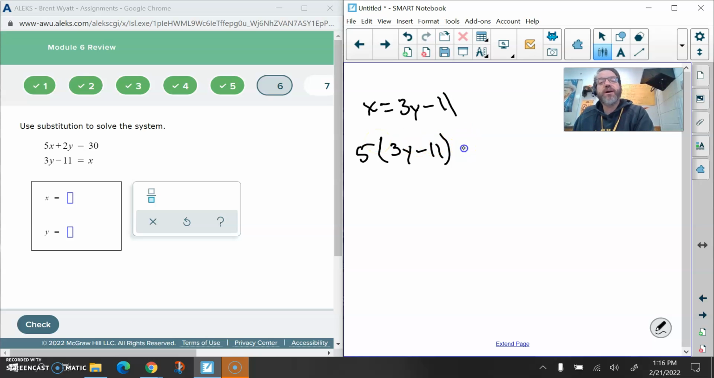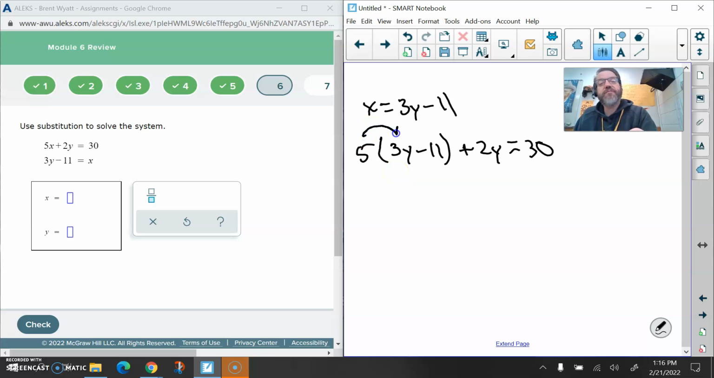And then I have plus 2y equals 30. Really, I've just rewritten that top equation, but replacing the x with 3y minus 11. What that gives me is an equation that only has one variable in it. The y terms are all that remain here, no more x's. Now I need to handle the parentheses. This 5 in front of the parentheses is being multiplied by this. I'm going to use the distributive property, or as I like to say, bomb the fort.